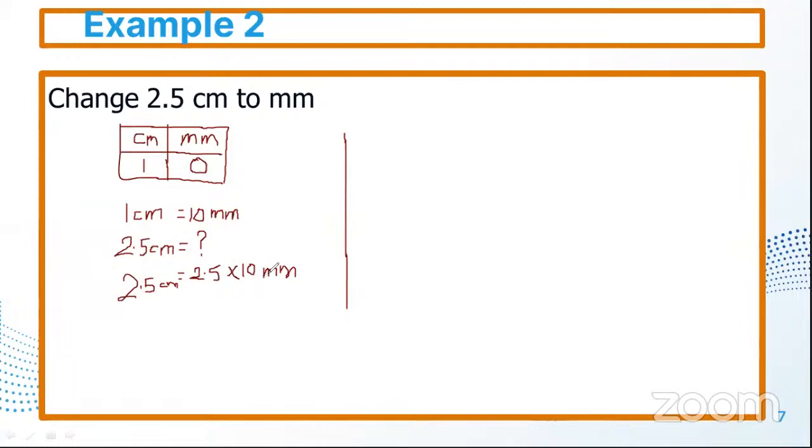We change it into an improper fraction. How do you change a decimal to an improper fraction? Yes. You go on the point and then make an arrow to cross 5. This one goes here. And then it will become 25 out of 10. Then we multiply it by 10 millimeters.